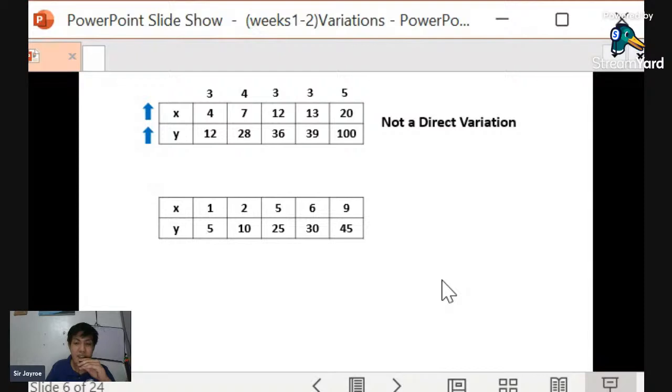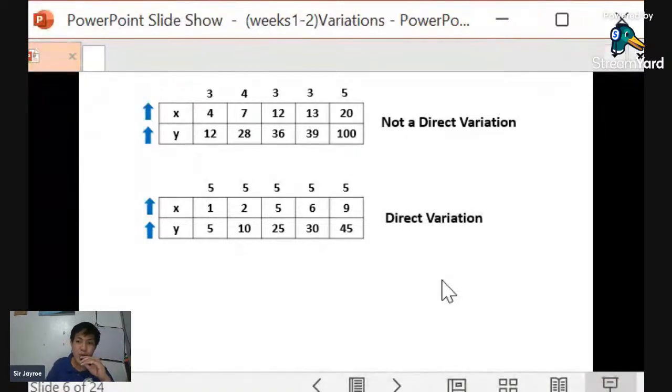Okay, direct. Direct ito. Check natin. So let's divide. 5 divided by 1 is 5. 10 divided by 2 is 5. 25 divided by 5 is 5. 30 divided by 6 is 5. And 45 divided by 9 is 5. So this time, we can conclude 100% this is a direct variation.